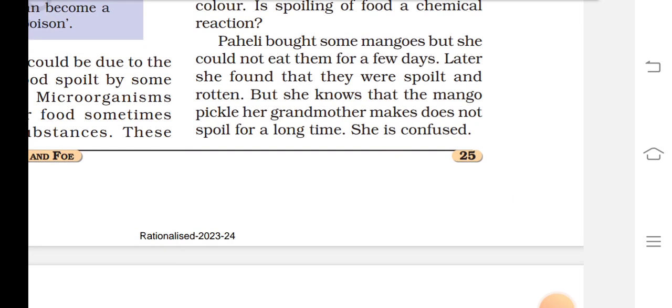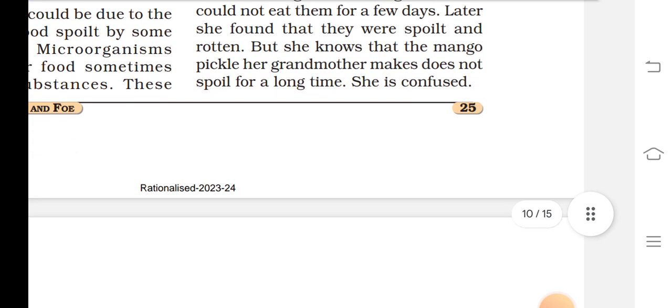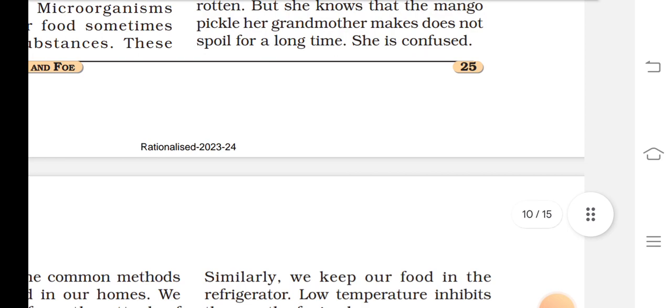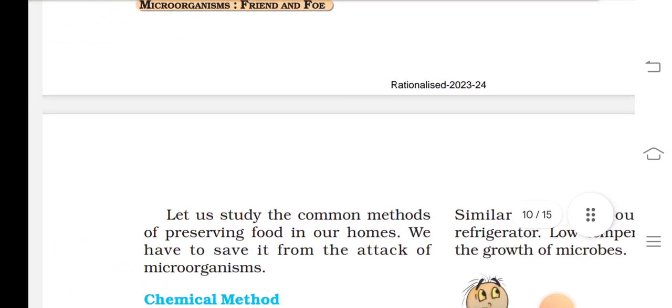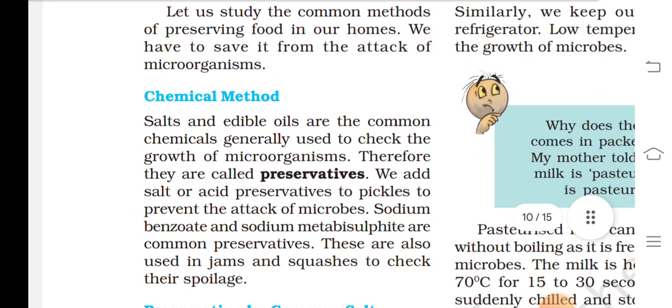Paheli bought some mangoes, but she could not eat them for a few days. Later she found that they were spoiled and rotten, but she knows that the mango pickle prepared by her grandmother does not spoil for a long time. She is confused. Let us study the common methods of preserving food in our homes.